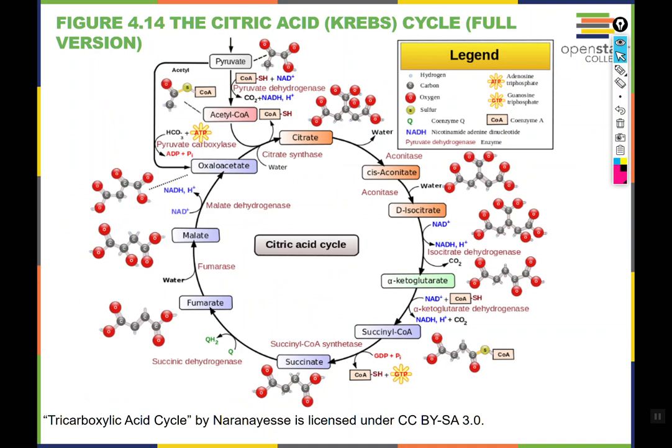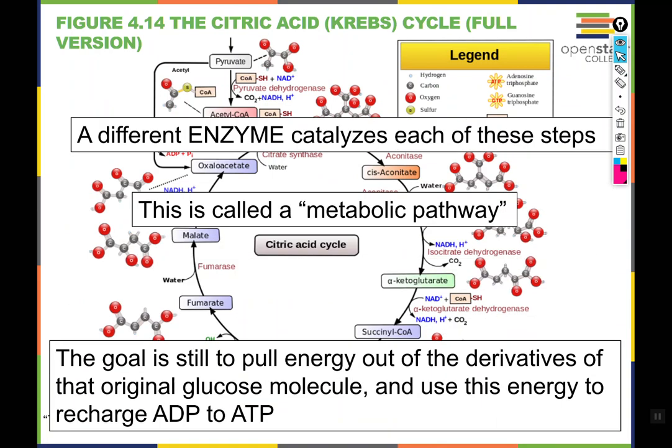So this is the full version of the Krebs cycle, and once again, I don't expect you to memorize the enzymes and the steps and the products and the intermediates. I'm just showing you a metabolic pathway, and I'm showing you that enzymes are responsible for making these steps happen. So without enzymes, none of this would be possible. So the goal is still to pull energy out of the derivatives of the original glucose molecule, and use this energy to recharge ADP to ATP.